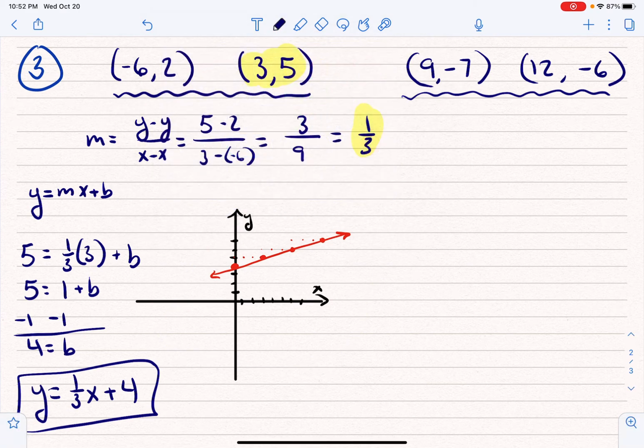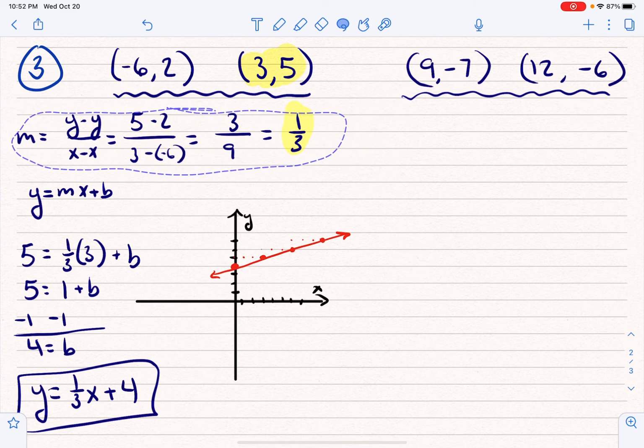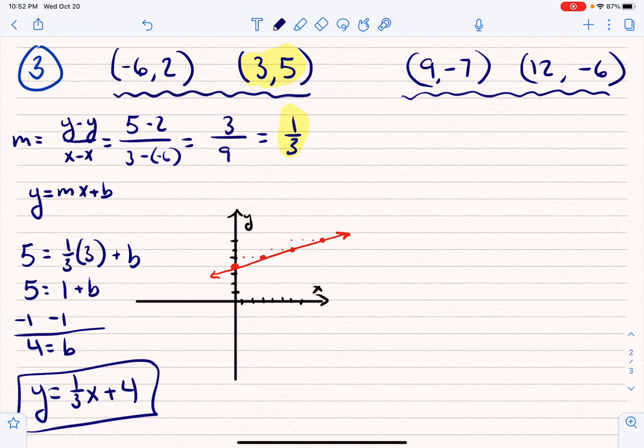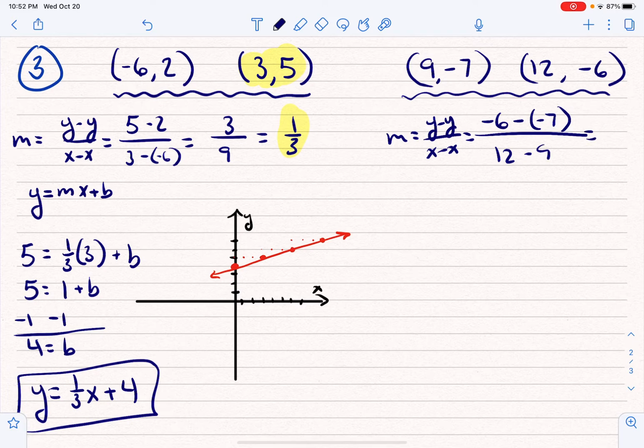Let's look at this other one. First thing we're going to do is find slope. First thing I'm going to do is move this over. Okay, so we're going to find slope. We know that slope is the difference of the y's over the difference of the x's. So in this case, let's see, I could go negative 6 minus a negative 7 all over 12 minus 9. Negative 6 minus a negative 7 is like negative 6 plus 7, so that's going to be 1. 12 minus 9 is 3, so 1/3.